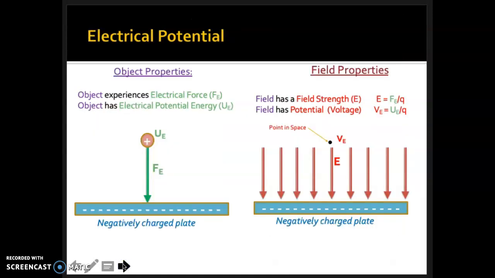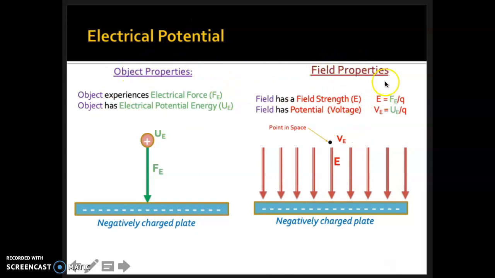Okay, let's make the electric analogy. Here's a charge. This is a positive charge, and it's experiencing a force from a big plate of negative charge. The force is towards the negative, down, so it's experiencing electrical force, Fe, and electrical potential energy at that distance from the negative plate. The more you pull it up away from the negative plate, the more potential energy it has to, when you let go, fall down towards the negative plate, just like the soccer ball. Those are the properties of the object.